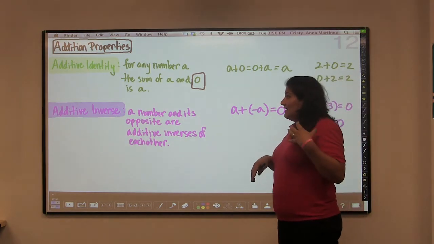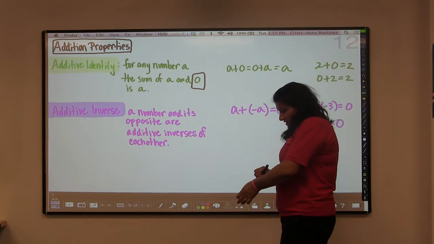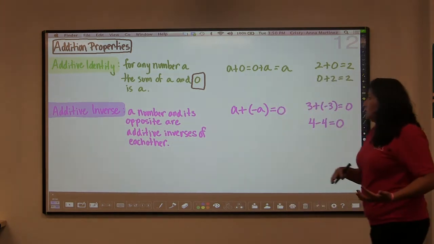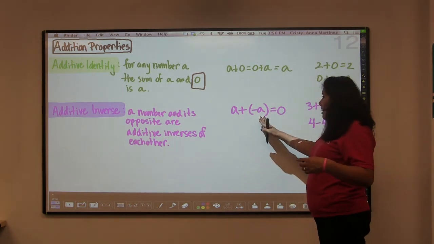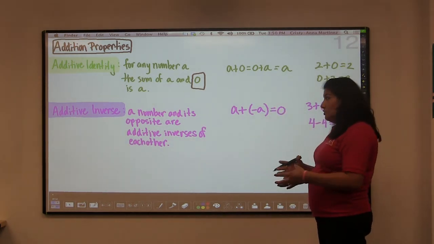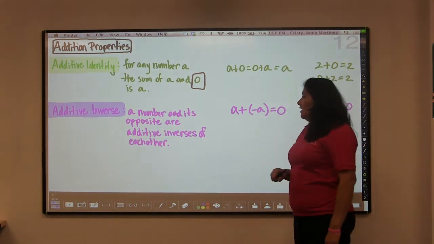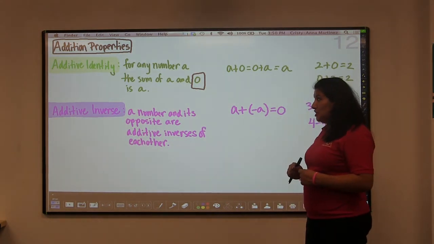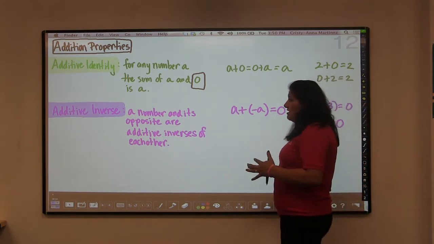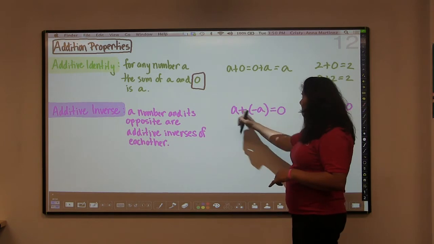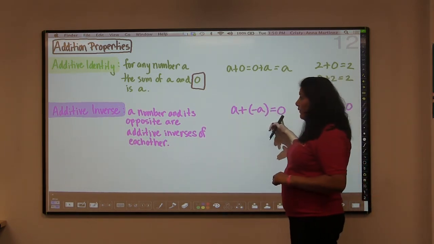And then we have the additive inverse, which basically says a number and its opposite are additive inverses of each other. Basically, they undo each other. So if we have a number A, the opposite of A would be negative A, and when you put those two together with addition, you get 0, which again was the additive identity. It's really important for you to understand the relationship between identity and inverse. Inverses always produce the identity. When you put two inverses together, they will produce the identity for that specific operation.